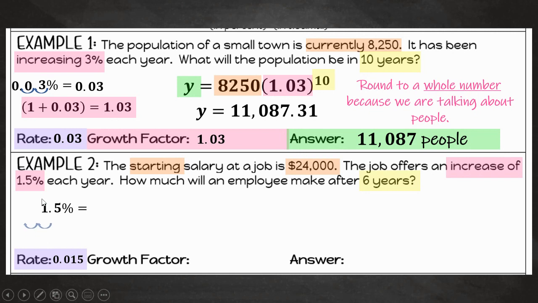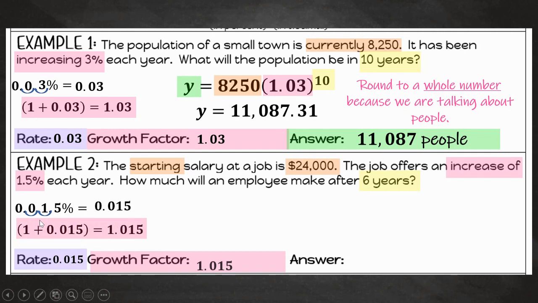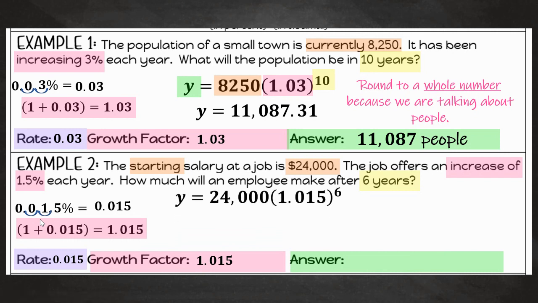So 1.5% converts to 0.015. Then we're going to identify our growth factor. So we're going to add the 0.015 to 1, and we get 1.015. And then we're going to plug it into our formula to get our answer. So we have y is equal to 24,000, our initial amount, multiplied by 1.015 to the power of 6.